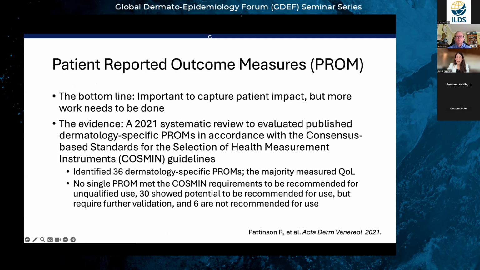The good news is we can get some information from patients, and patient-reported outcome measures have been developed for a number of dermatologic diseases. I think they've come a long way, and they have an important role. There was a review from now 5 years ago, so we've made more progress, but it identified only 36 dermatologic specific patient-reported outcome measures, the majority of which just looked at quality of life, and none of them met the consensus-based standards for recommendation for use. So that's not necessarily the status today, but there's still a lot to be done here. I think they're very important.